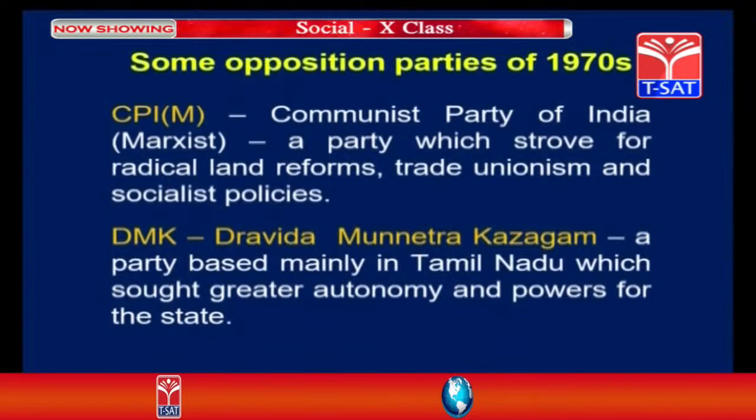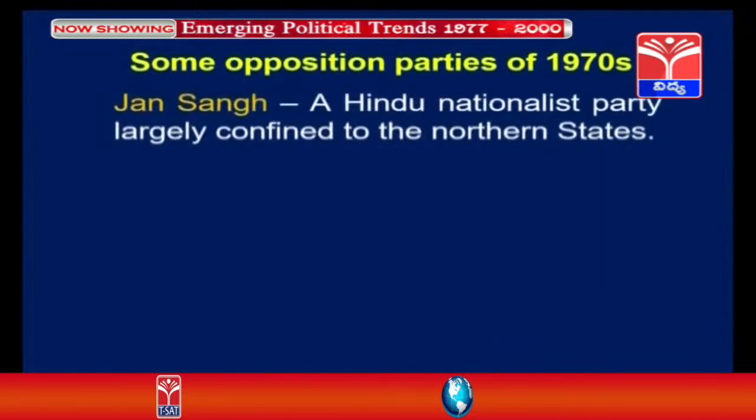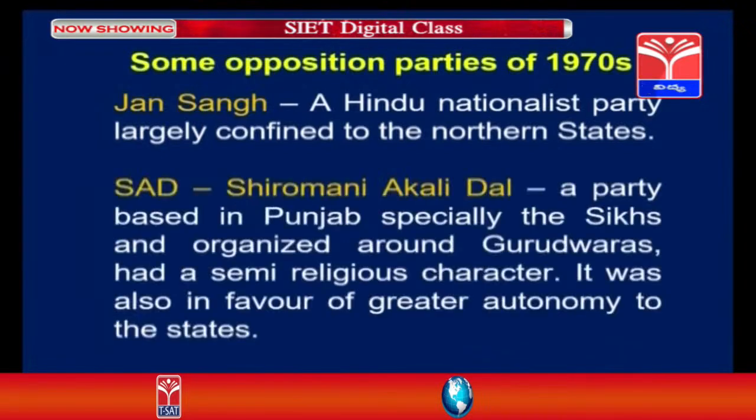Next, DMK, Dravida Munnetra Kazhagam. This is a party based mainly in Tamil Nadu which sought greater autonomy, freedom and powers for the state. Jana Sangh, a Hindu nationalist party largely confined to the northern states. And there was SAD, Shiromani Akali Dal. This is a party based in Punjab, especially the Sikh people, and organized around Gurudwaras, had a semi-religious character. It was also in favor of greater autonomy to the states.